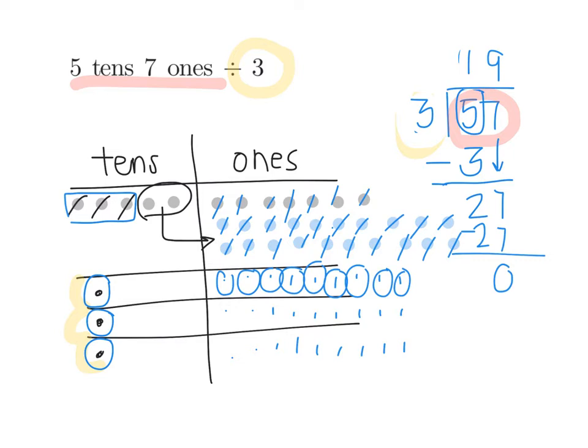My quotient, remember, is how much is in one entire group. So I have 1 ten and 9 ones, or 19. So the quotient is 19.